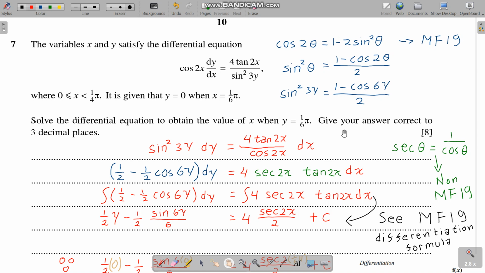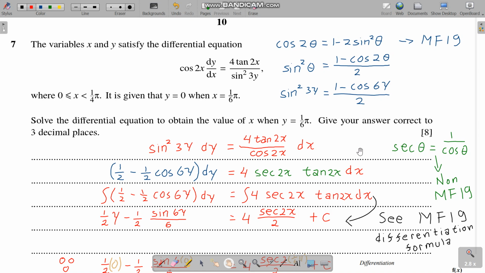Hello everyone, this question is about differential equations. The variables x and y satisfy the differential equation cos 2x dy/dx equals 4 tan 2x over sin squared 3y, where x is between 0 and 1/4 pi. It is given that y equals 0 when x equals 1/6 pi. Solve the differential equation to obtain the value of x when y equals 1/6 pi. Give your answer in 3 decimal places. 8 marks.